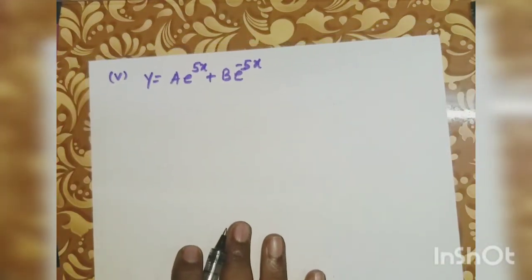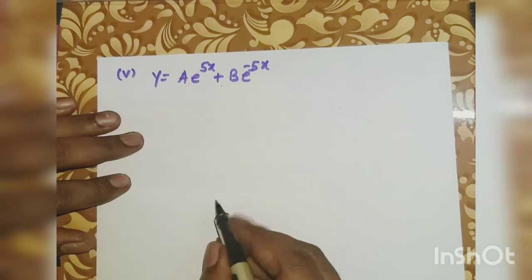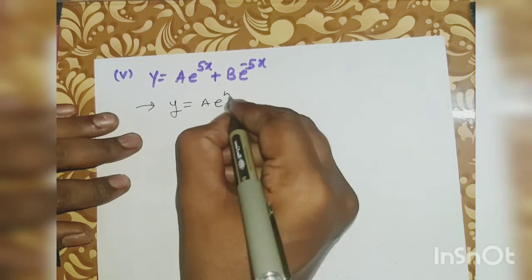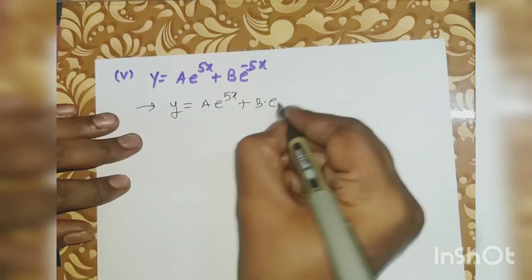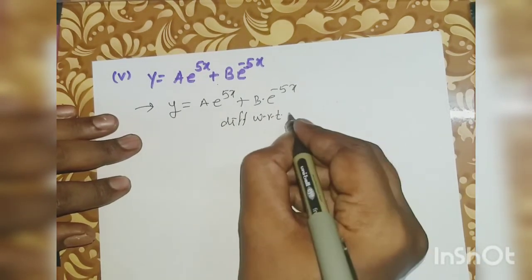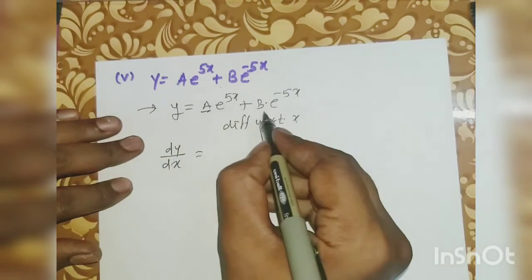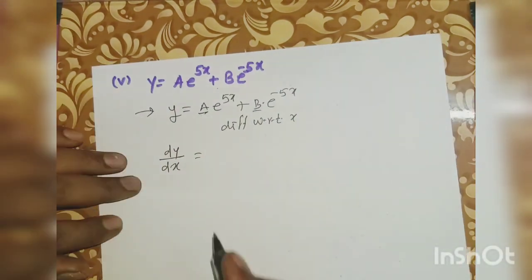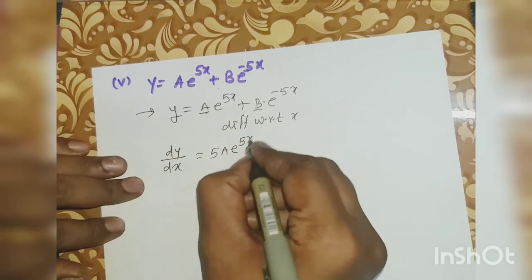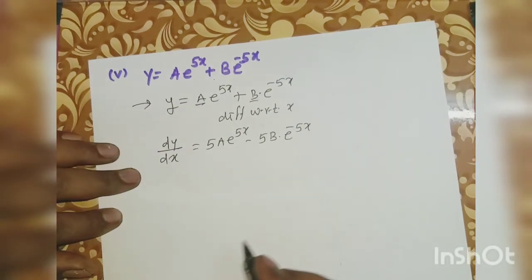Now in this period, the last example: y is equal to a into e raised to 5x plus b into e raised to minus 5x. Given equation y is equal to a into e raised to 5x plus b into e raised to minus 5x. Differentiate with respect to x. This equation also consists of two arbitrary constants, so take 2 times derivative. dy by dx is equal to 5a e raised to 5x minus 5b e raised to minus 5x.